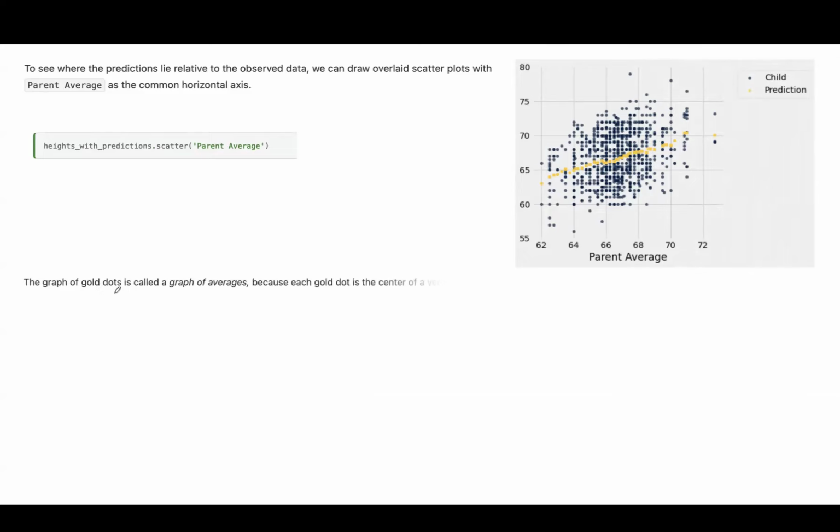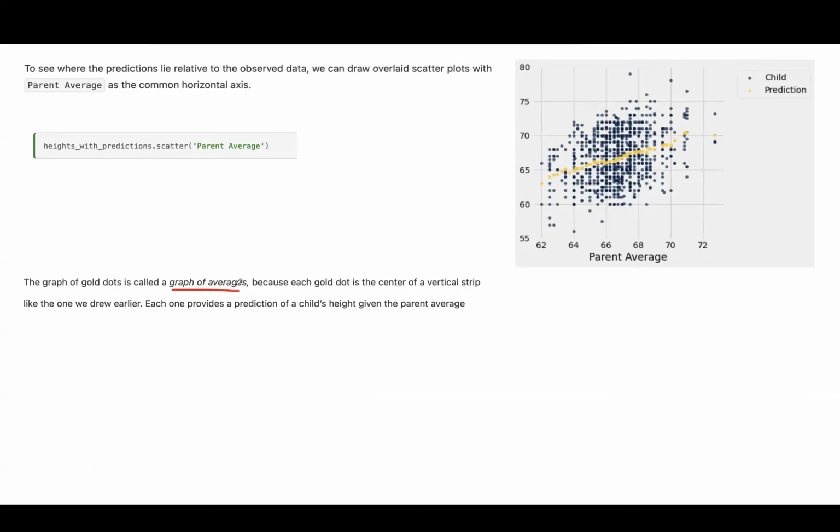The graph of gold dots is called a graph of averages because each gold dot is the center of a vertical strip like the one that we drew earlier. Here we created a graph of averages, but is this the best predictor? Does it help us to make a prediction, or do we need something else?